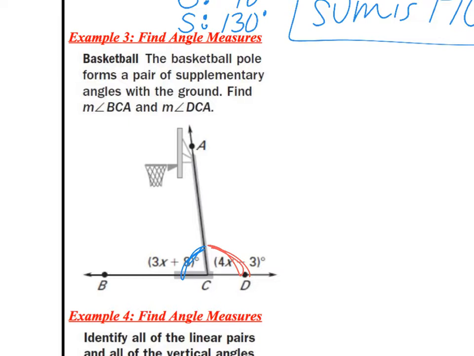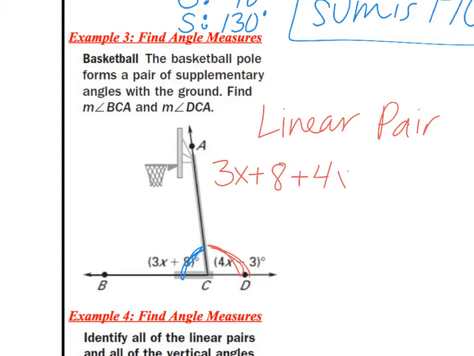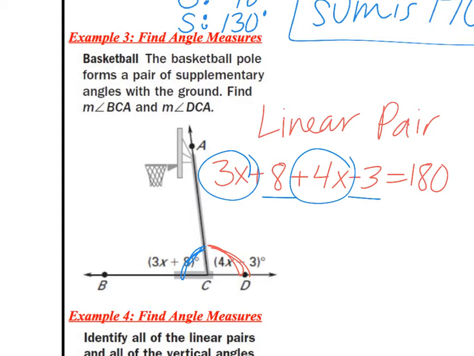Yes, so since they're a linear pair, they're going to be supplementary. So this is a linear pair, which tells us adjacent and supplementary. They are side by side, and they add to 180. So if we take these two angles and add them up, they should be equal to 180. Let's go ahead and combine like terms and solve.